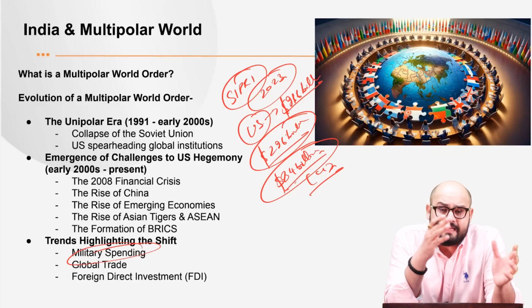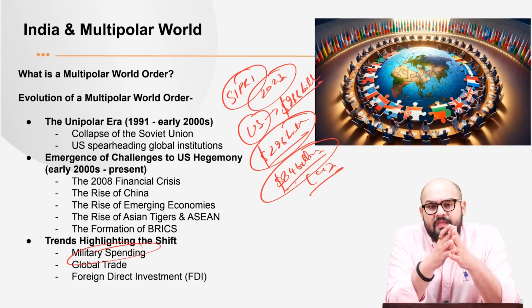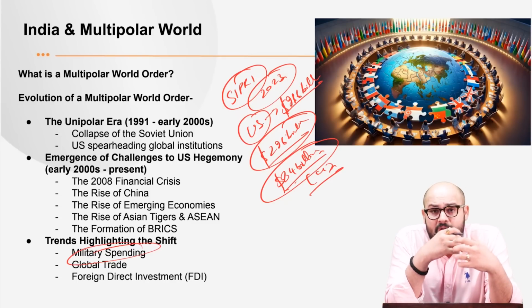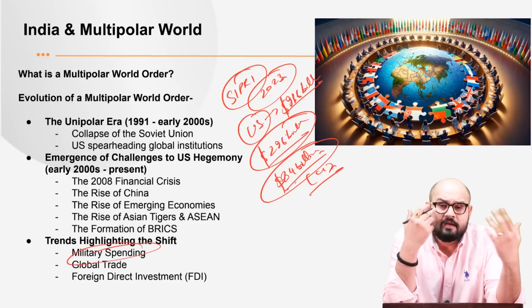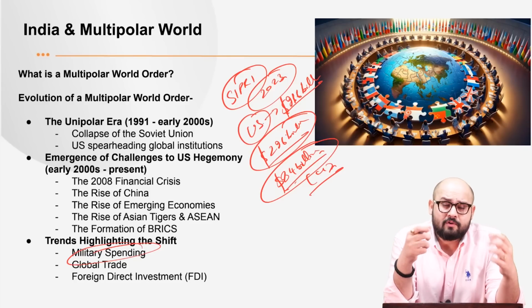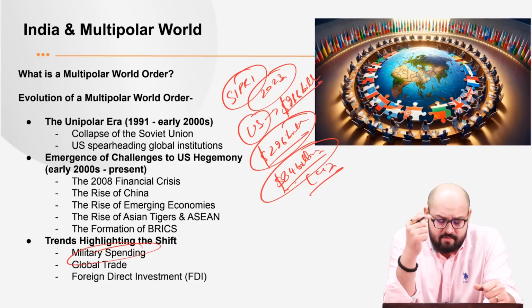Initially it was only the US spending a huge chunk of money on the military, right? But slowly we have seen that there are other countries as well. We have Saudi Arabia, Russia, India, and China, who are spending a lot of money on the military.